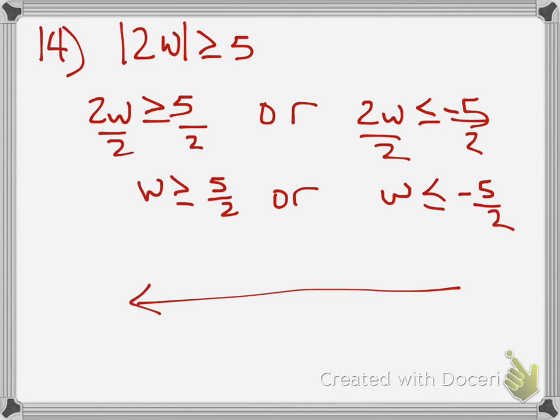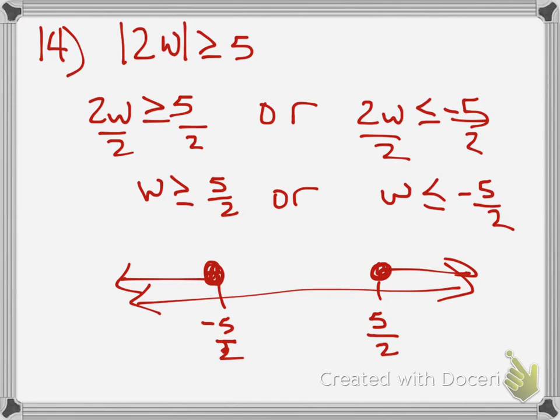So that would look like something like this. Negative 5 halves, positive 5 halves, close dot, shade this way, close dot, shade that way. And that's really all you got to do. Interval notation would say negative infinity to negative 5 halves, bracket, then positive 5 halves, positive infinity, parentheses, and there you go. Again, that's for bonus points. You don't have to worry about it too much.